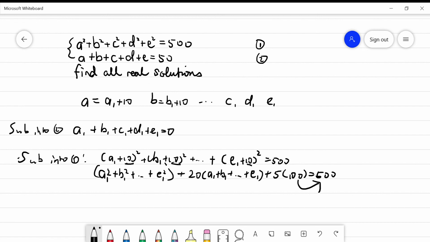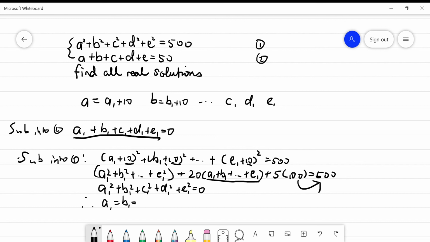Moving this to the right hand side, and the sum a1 plus through e1 equals 0 from this equation, so let's underline that. Therefore, we have a1 squared plus b1 squared plus c1 squared plus d1 squared plus e1 squared equals 0. Using the fact that squares are non-negative, therefore a1 equals b1 equals c1 equals d1 equals e1 equals 0.